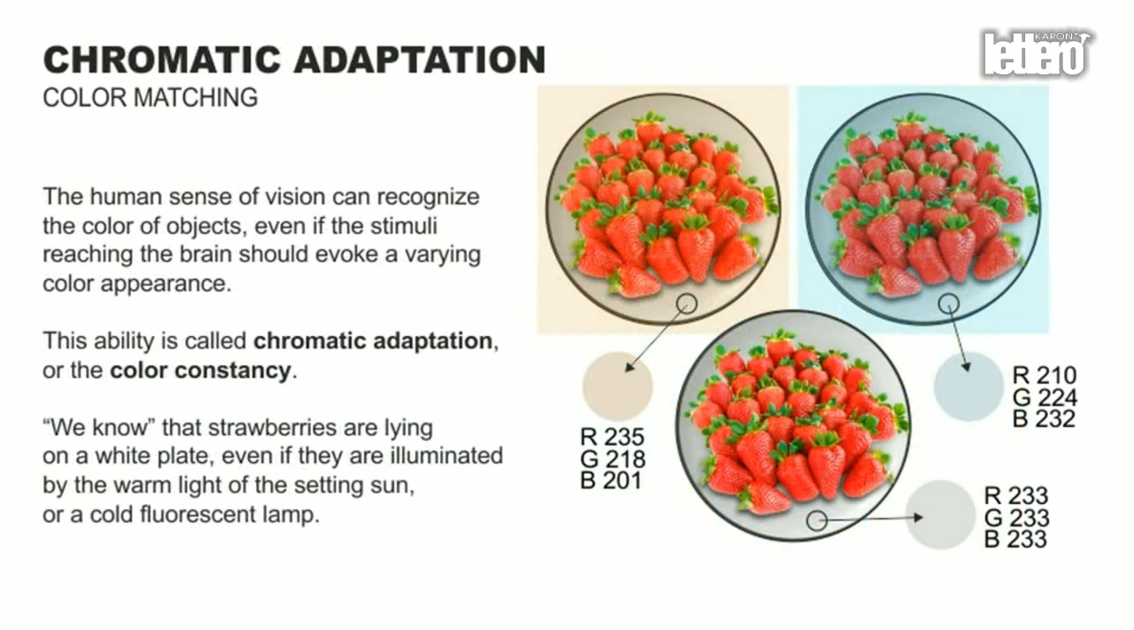The human sense of vision can recognise the colour of objects, even if the stimuli reaching the brain should evoke the sensation of another colour. This ability is called chromatic adaptation or colour constancy. For example, we know that strawberries are lying on a white plate, even if they are illuminated by warm light of the setting sun or the cold light of a fluorescent lamp.